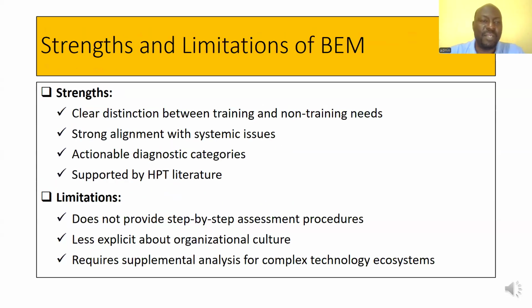The strengths and limitations of the behavior engineering model are as follows. Under the strengths, we see a clear distinction between training and non-training needs. We can also see strong alignment with systemic issues, actionable diagnostic categories, and support from HPT literature. But the behavior engineering model has some limitations. It does not provide step-by-step assessment procedures. It is less explicit about organizational culture. It requires supplemental analysis for complex technology ecosystems.